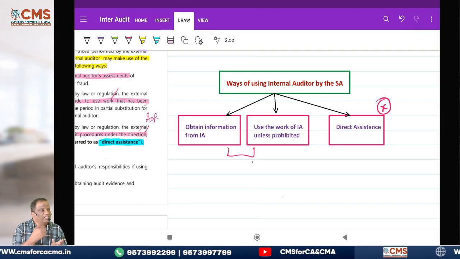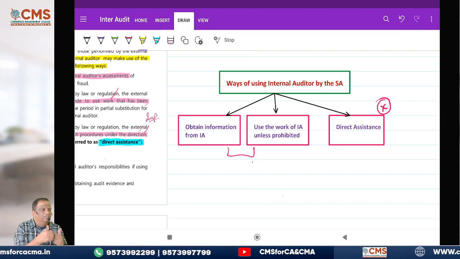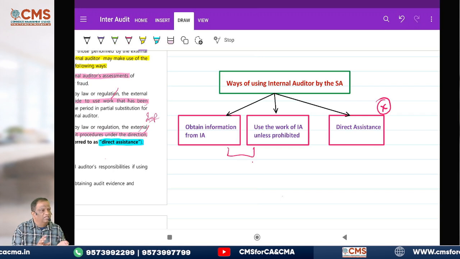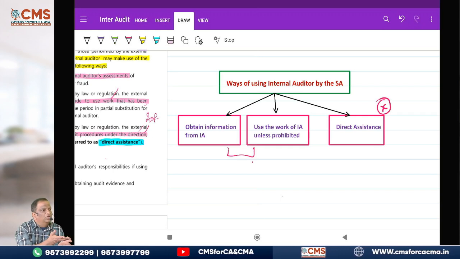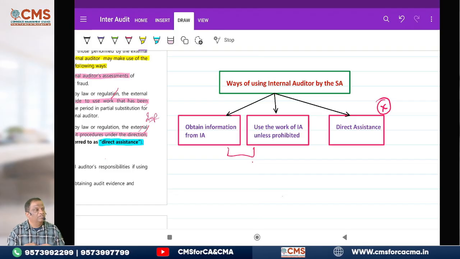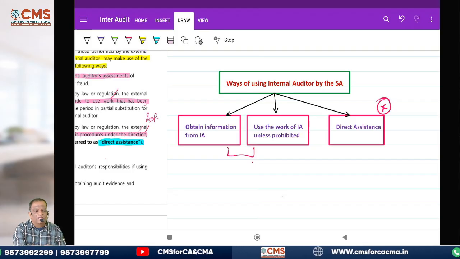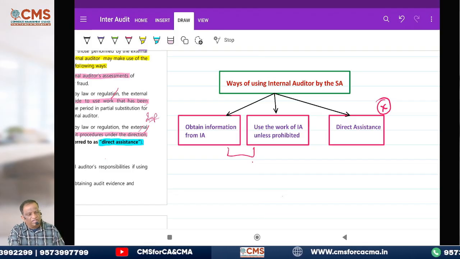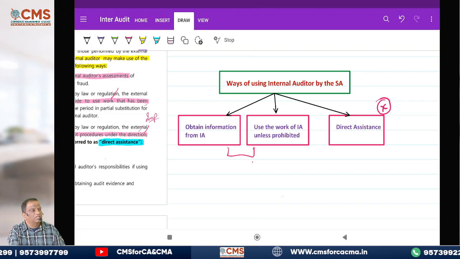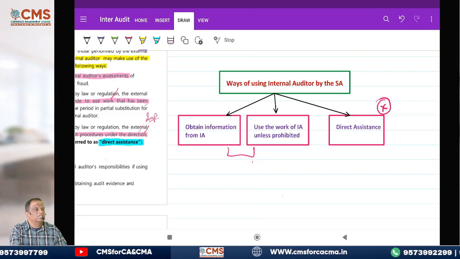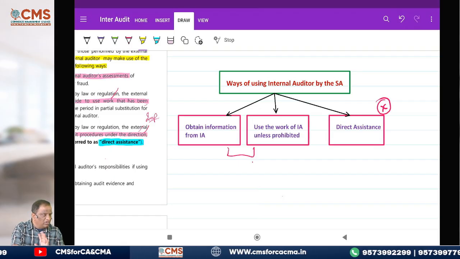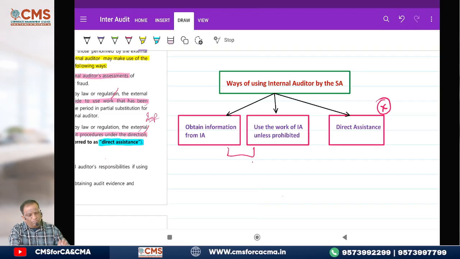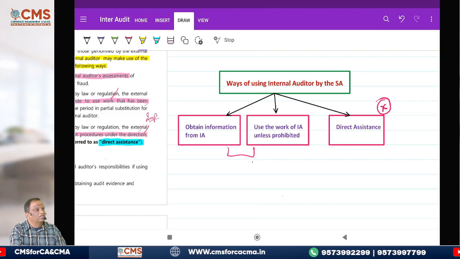Or if I trust you more, then since you have already calculated, I don't need that information. Are you okay with that? If you say okay, then I am straight away taking that picture. So in the first case, the auditor is obtaining the information from the internal auditor and he himself is performing the work. In the second case, the statutory auditor doesn't want to do anything. He simply wants to rely on the work of the internal auditor.